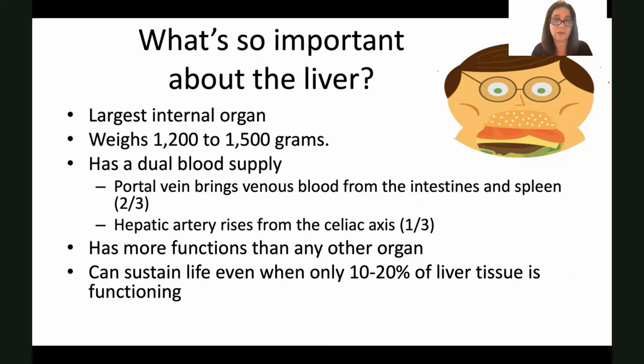And one way you know it's important is it has this dual blood supply. So it's got the portal vein that's bringing venous blood from the intestines and the spleen. And then you also have the hepatic artery arising from the celiac axis, all bringing blood through the liver. So lots of blood going through the liver. And that's because the liver has a lot of functions to perform on our blood supply, on what's circulating throughout our body. It really has more functions than any other organ.